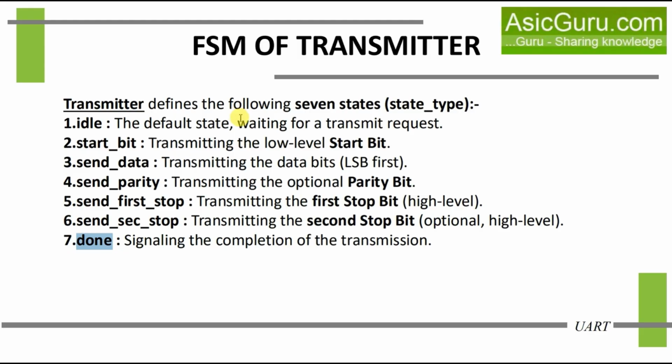In idle, it is waiting for the transmit request. Then the start bit comes. When the start bit comes, the line goes to low level. Then send data, in which we transmit the data bits, with the LSB sent first. Then we send the parity bit, then we send the first stop bit, and if stop 2 is enabled, then we send the second stop bit, which is optional. And lastly we send done, which indicates the completion of the transmission.